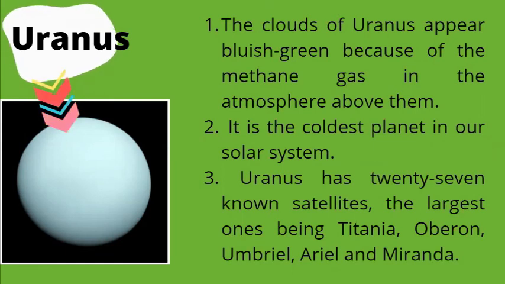The atmosphere below the clouds is mainly made of hydrogen and helium. Uranus has a much colder core than the other gas giants and radiates very little heat into space. That is why it is the coldest planet in our solar system. Uranus has 27 known satellites, the largest ones being Titania, Oberon, Umbriel, Ariel, and Miranda. The moons are probably made of ice and rocks.